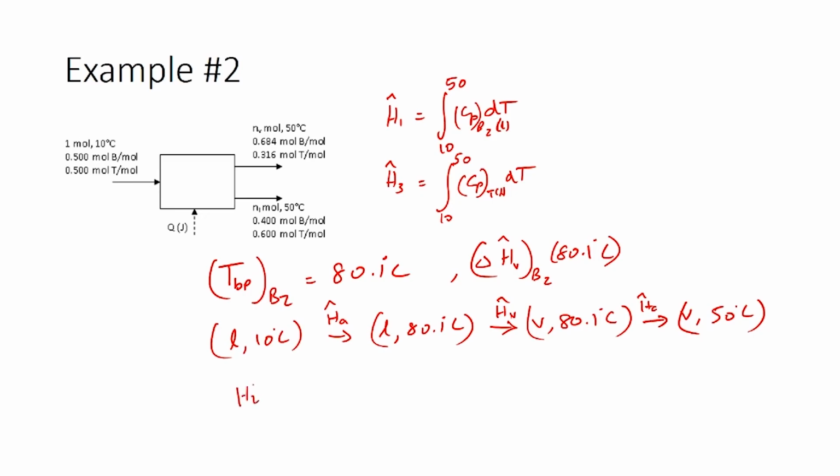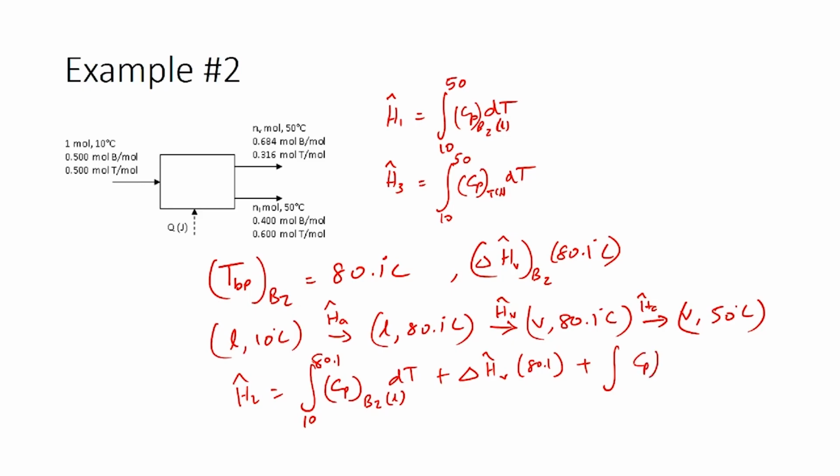So, our H2 cap would be equal to the integral from 10 degrees Celsius to 80.1 degrees Celsius of Cp of benzene liquid dT, plus, for the second step, delta H cap V at 80.1 degrees Celsius, plus the third step, which would be the integral of Cp of benzene vapor dT with the limits of 80.1 degrees Celsius to 50 degrees Celsius. By performing this calculation, we can calculate H2 cap to be filled into the enthalpy table.